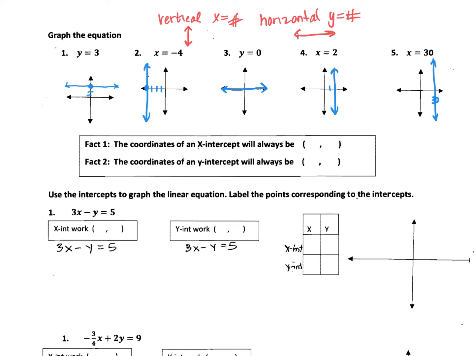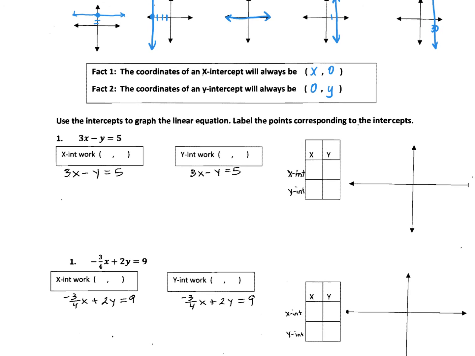Okay, so back to those two facts we talked about. The coordinates of an x-intercept will always be x, 0. And the coordinates of the y-intercept will always be 0, y. And we can use that information to graph lines by finding the intercepts, because a line only needs 2 points to connect to make it. So if I find the x-intercept and I find the y-intercept, then I can plot those 2 points and graph it.